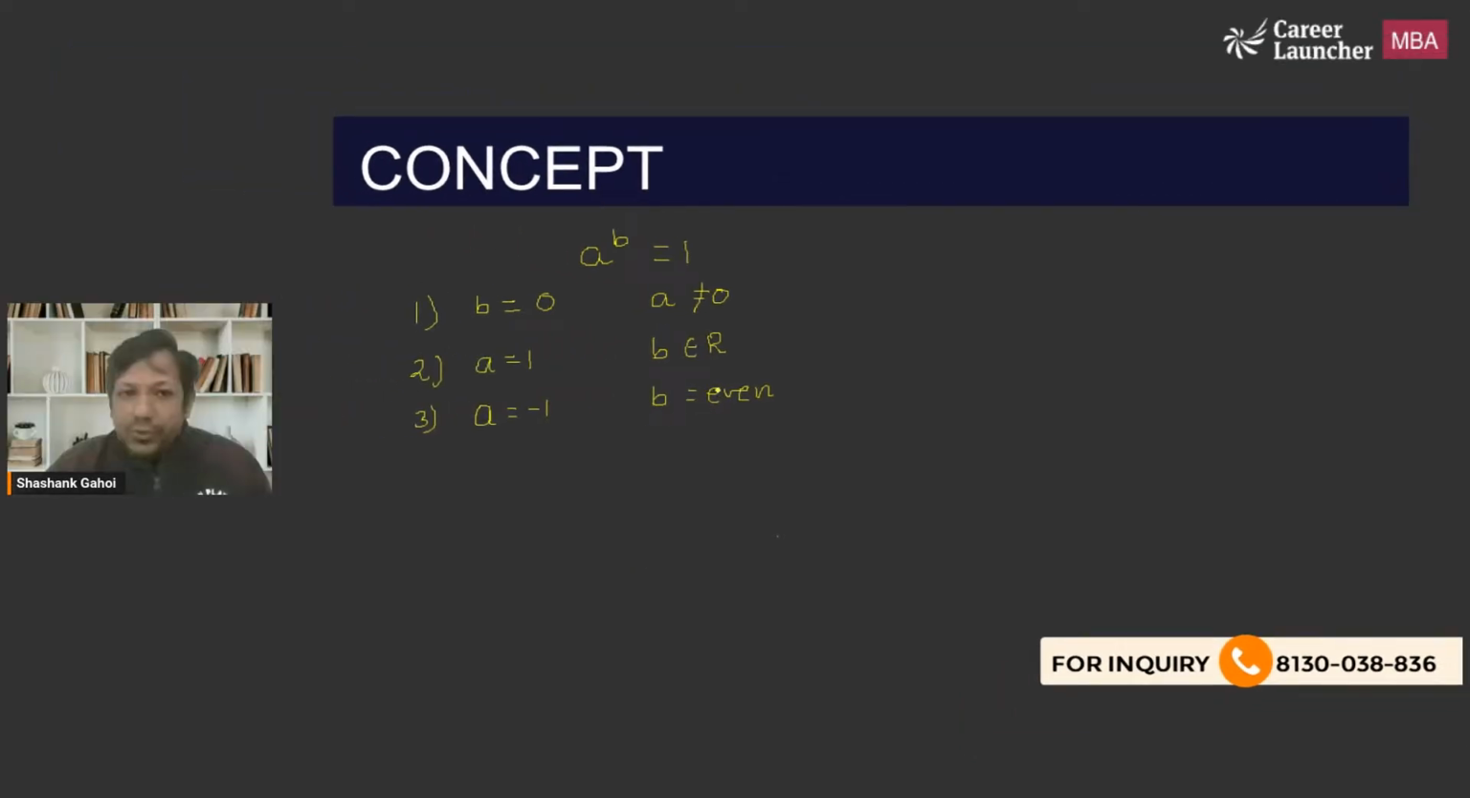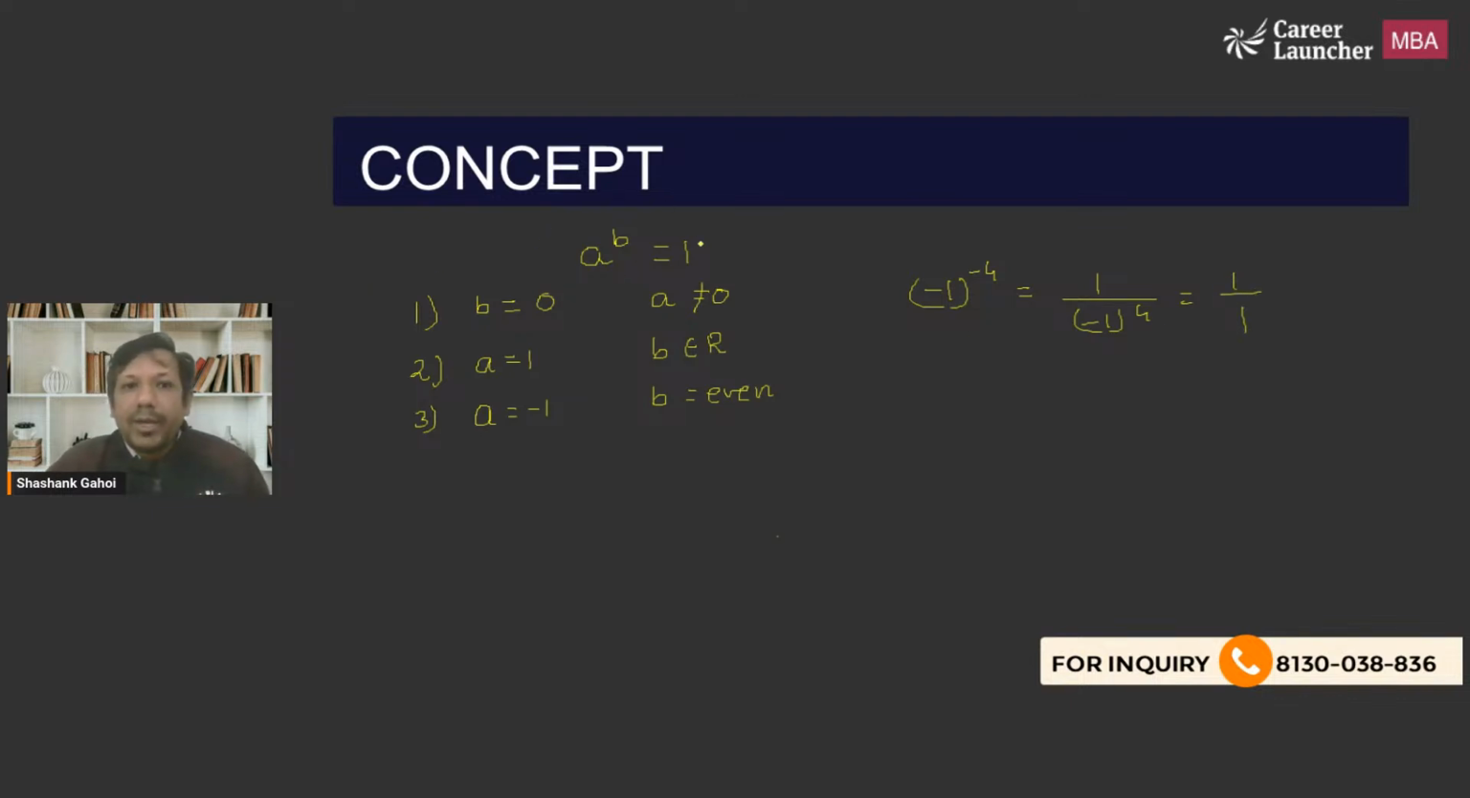Likewise it won't be true, because for example, if I'm going to say minus 1 power, let's say minus 4. So basically what does it mean? It means 1 divided by minus 1 power 4, and minus 1 power 4 is equal to 1. So basically that is going to be 1.